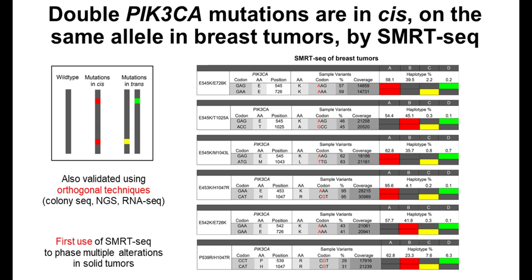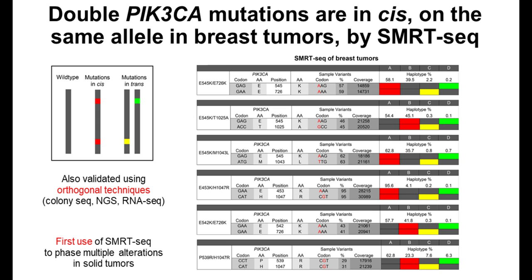Now, 39.5% of the amplicons have wild-type DNA. This is to be expected because all tumor biopsies are not 100% pure, so we're going to have some wild-type DNA in there. But only 2% of amplicons contained E726K alone, shown in yellow, and only 0.2% in this sample contained E545K mutation in trans. And if we march down to these other patient samples, you can see that the vast majority of the mutant amplicons are in cis on the same allele.